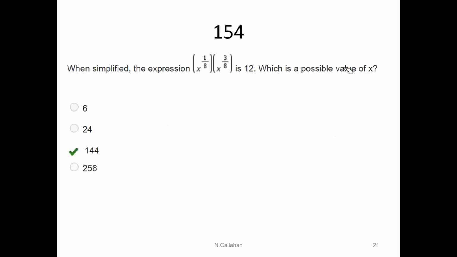154, you guys. When simplified, this is 12. Which one is a possible value of X? Well, that is just not nice. I don't like that question at all. But that's okay. We'll figure it out. All right. So here's the rule. You have a to the second power times a to the fourth power. It's a to the 2 plus 4. Do you guys see that rule right there?